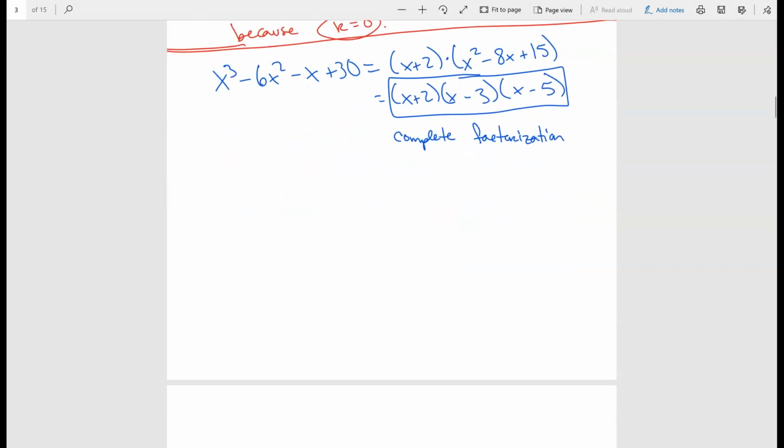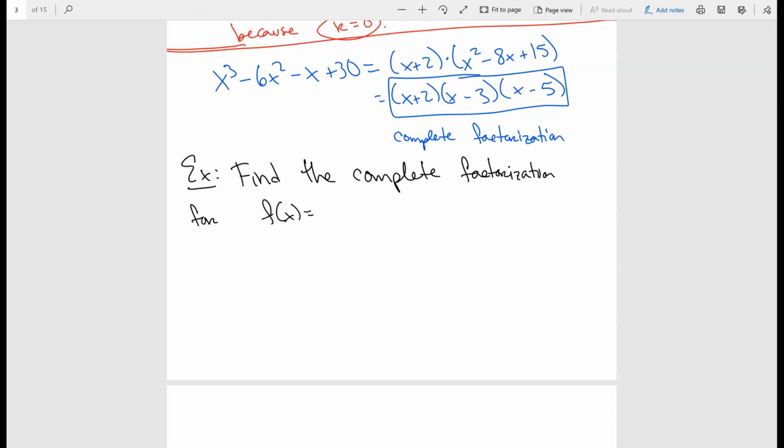Okay, so let's do this other problem. So find the complete factorization for the function f of x equals x cubed plus 4x squared minus 4x minus 16 if x minus 2 is a factor. Okay, so if you want to try it out first, I'm going to go ahead and just do it.